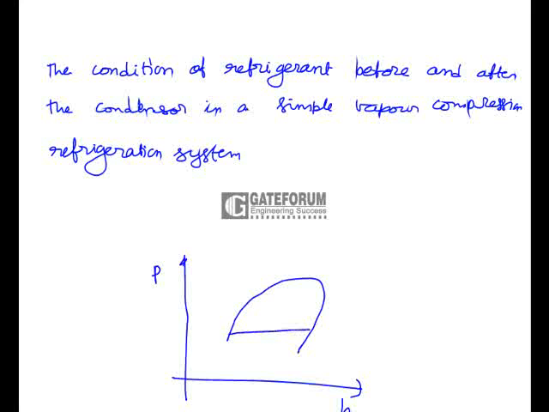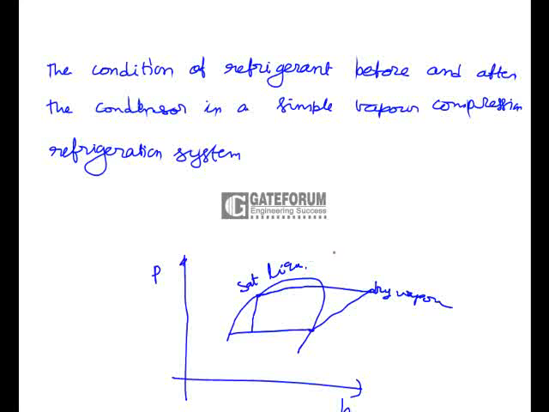So at the end of the evaporator, or at the exit of the evaporator, it is dry saturated, and here it goes to the dry steam, and from here it enters the condenser and leaves at the condition of saturated liquid, so that it is dry vapor and it is saturated liquid.